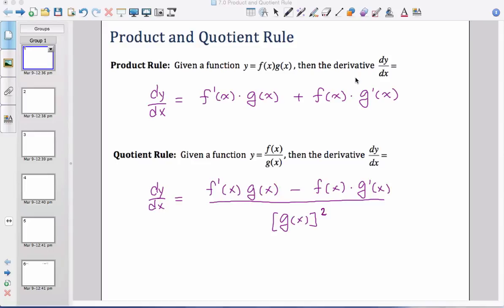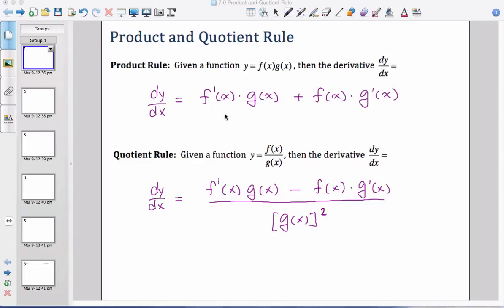Today we're going to do product and quotient rules together. The product rule: given the function y equals f of x times g of x, when two things are multiplied together, the derivative dy/dx is equal to the derivative of the first function times the second function plus the first function times the derivative of the second function.